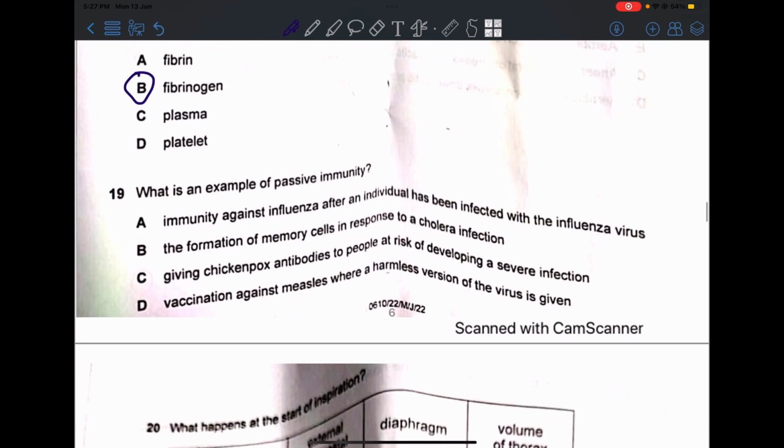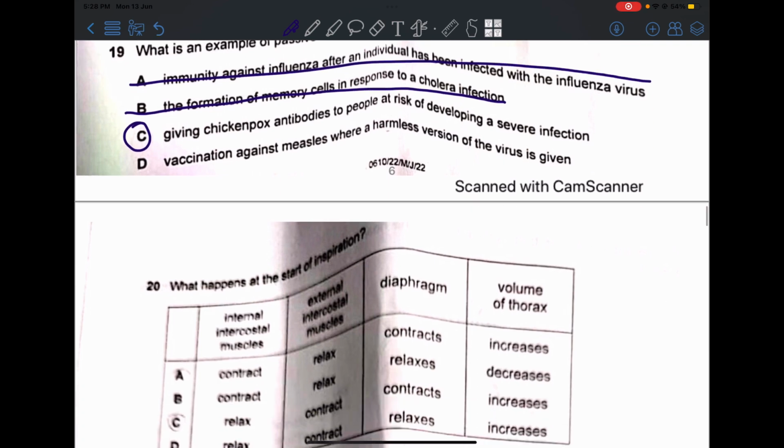19. What is an example of passive immunity? A says immunity against influenza after an individual has been infected with the influenza virus. Now, this is actually active immunity and not passive, so we're not going to be choosing A. B says the formation of memory cells in response to cholera infection. This is going to be an active immunity. C says giving chickenpox antibodies to people at risk of developing a severe infection. Now, this is correct because we know that antibodies are used in passive immunity and not in active immunity. So this is going to be our correct answer.